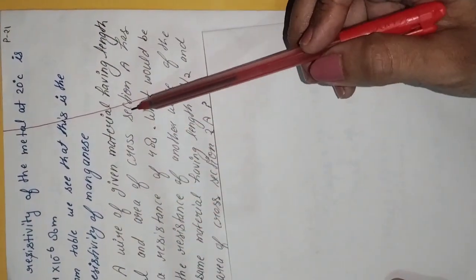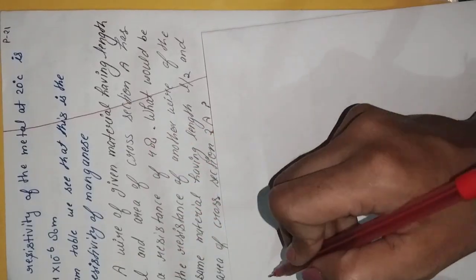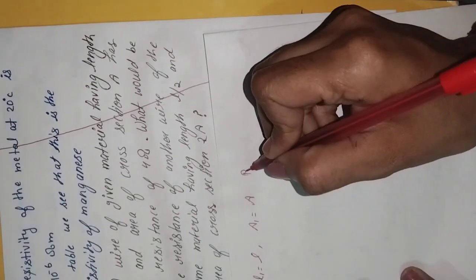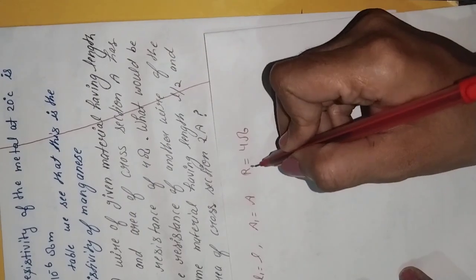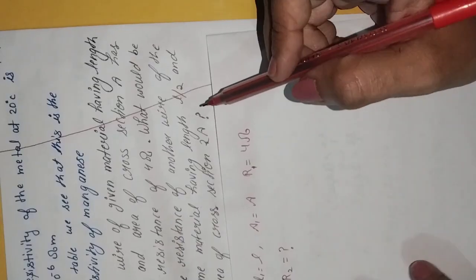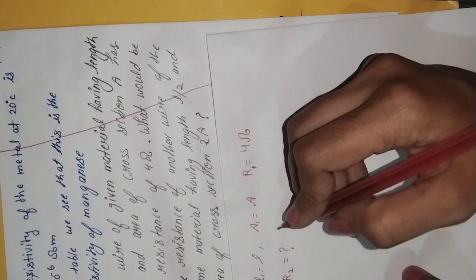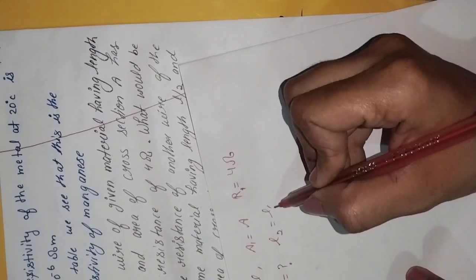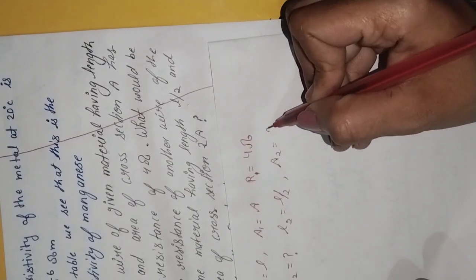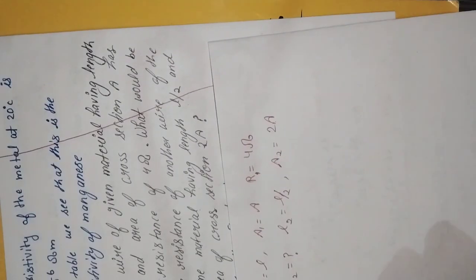Now let's move to the next question, and that is: a wire of given material having length L and area of cross section A, L1 is equal to L, A1 is equal to A, has a resistance of 4 ohm, R is equal to 4 ohm. What would be the resistance of another wire, R2 is equal to question mark, of the same material, rho is same, having length L by 2, L2 is equal to L by 2, and the area of cross section is 2A, A2 is equal to 2A.